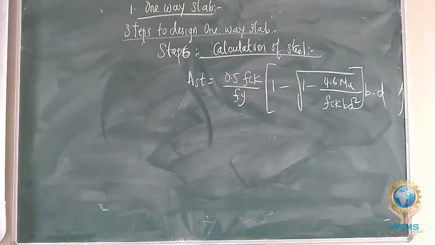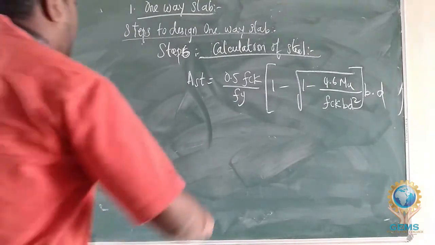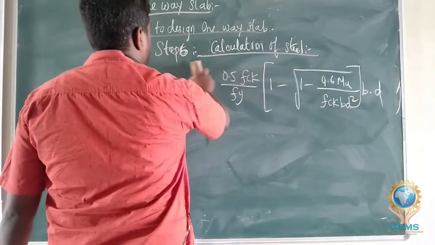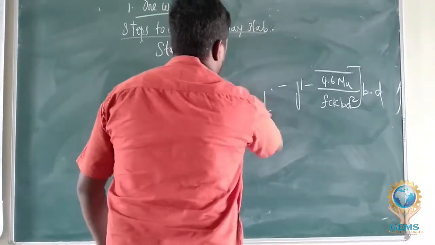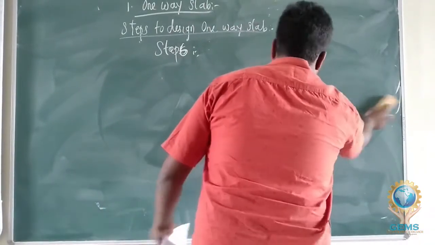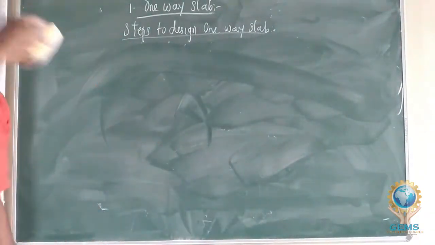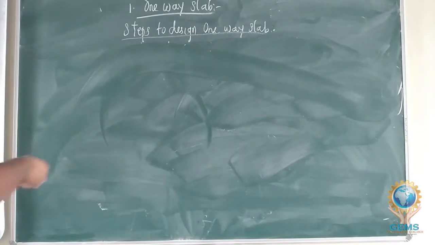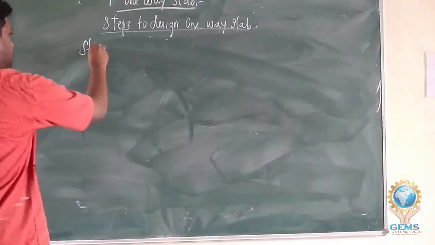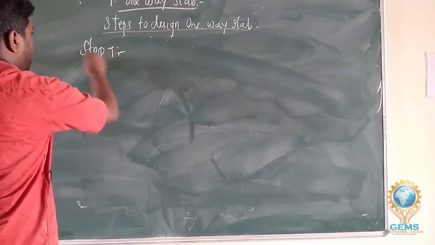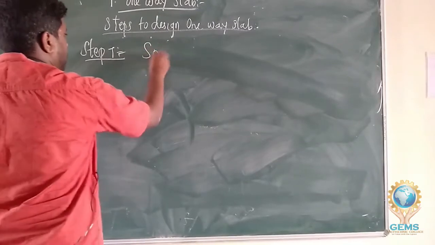Okay, so your step number 7. Step number 7 is very simple. You want to calculate the spacing of the steel reinforcement bars. See, step number 7, spacing of bars.